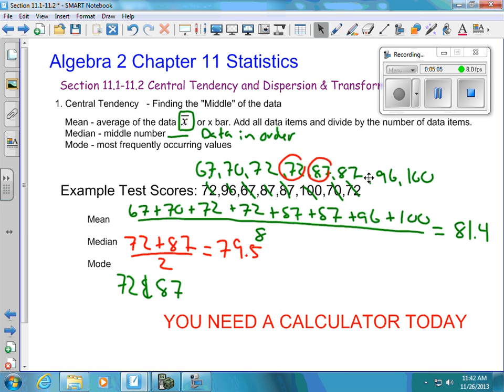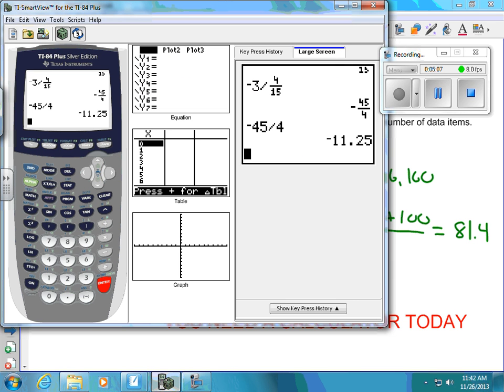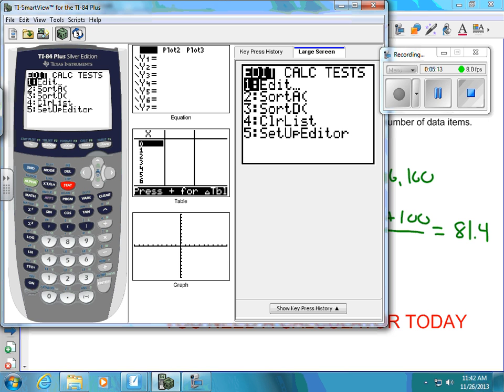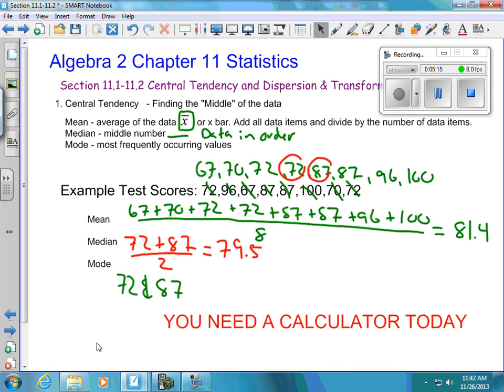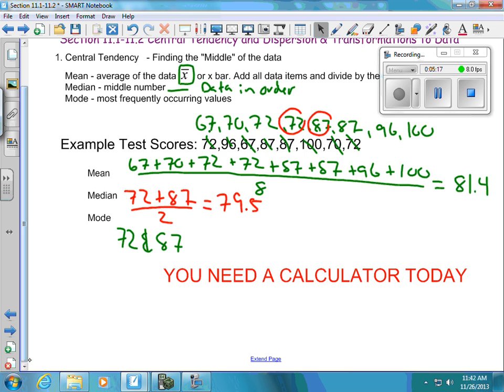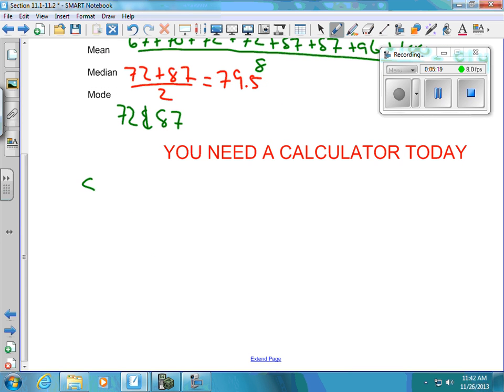I said you need a calculator today. Well, if we have a calculator, what we can do is hit the Stat button and then Edit. We're going to write this down: Stat, Edit.